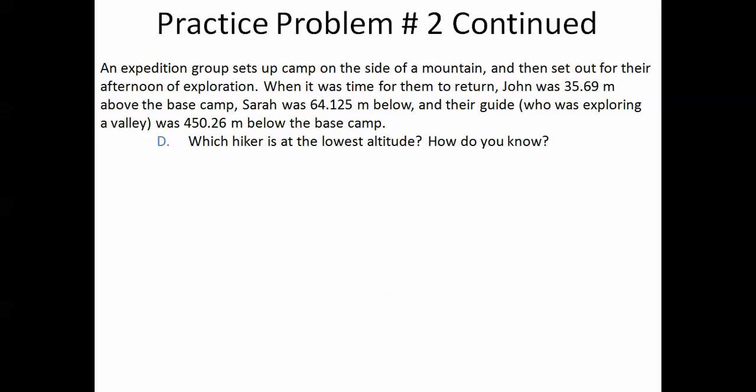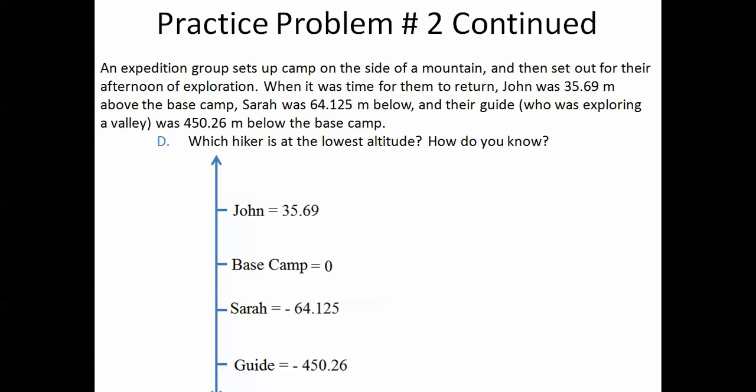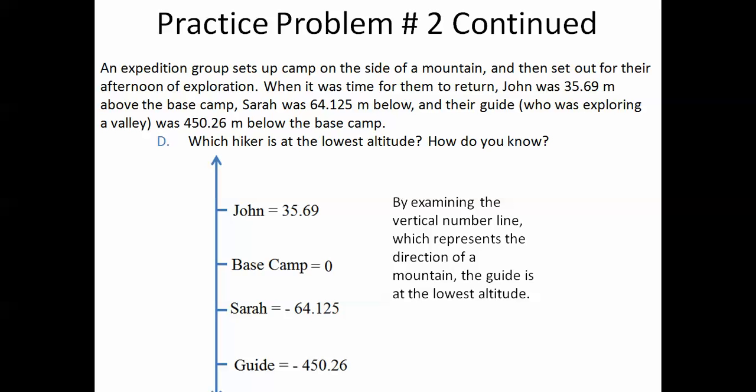Which hiker is at the lowest altitude? How do you know? Well, if we're looking at our vertical number line, we can see that the guide is well below where Sarah is. So by examining the vertical number line, which represents the direction of a mountain, the guide is at the lowest altitude. And that is the end of our examples for this section.